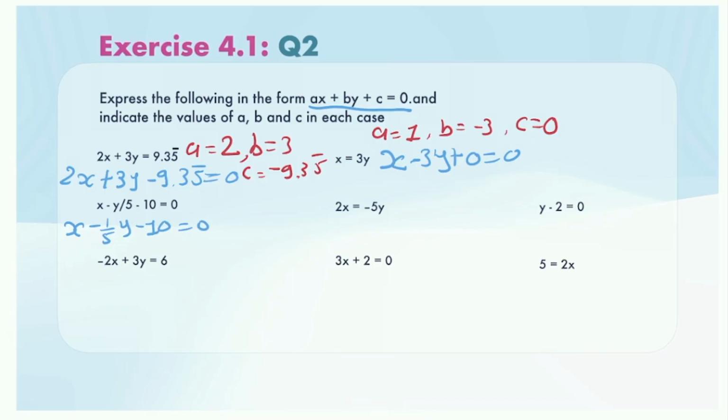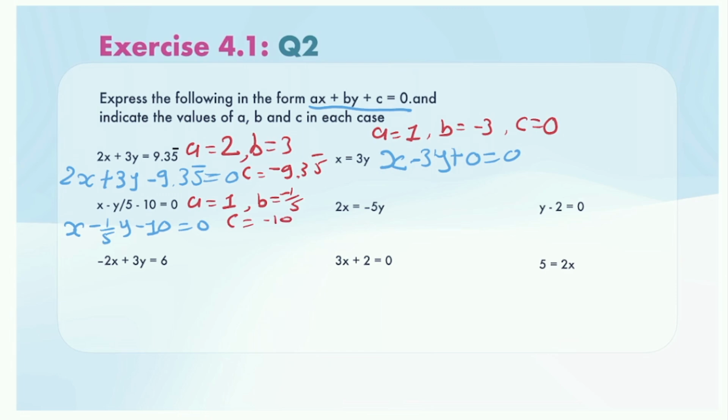So you have to see the a, b and c and write the values of a, b and c. So a is equal to 1 in this equation, the coefficient of x is 1. Now b is equal to minus 1 by 5, you can see the coefficient of y is minus 1 by 5. C is equal to minus 10. So it is your answer.